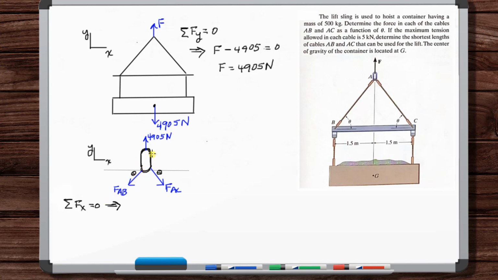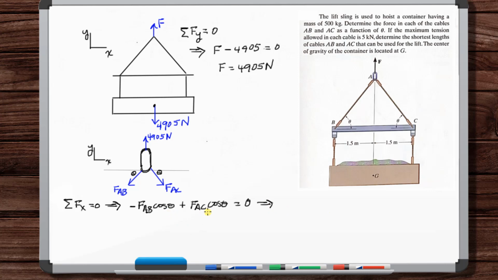So let's sum the forces for this free body diagram. Let's sum the forces in the x direction. We know that this is in equilibrium. It's constant velocity or it's not moving. So the sum of the forces in the x must equal 0. So minus FAB, because this is going to the left, cosine of theta, plus FAC cosine theta is equal to 0, right?